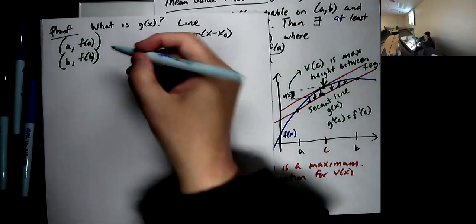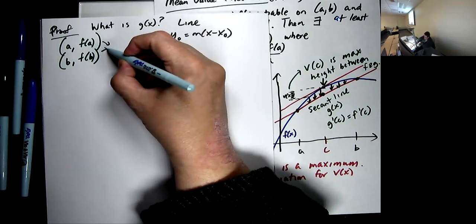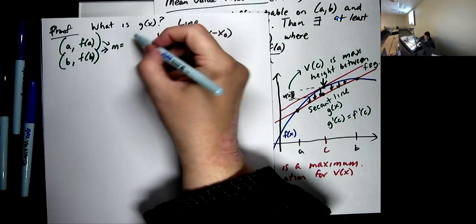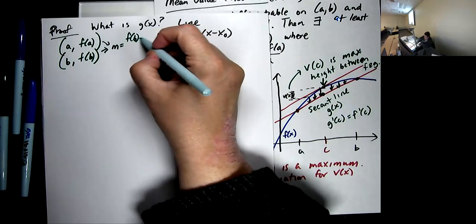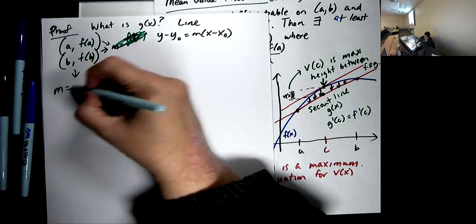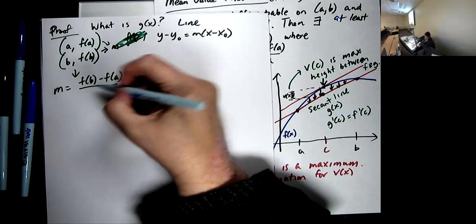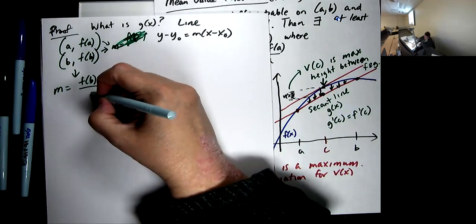So we can use those to get a slope. m equals y2 minus y1 over, let me write it below, y2 minus y1 over x2 minus x1.